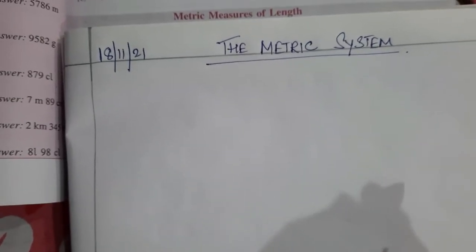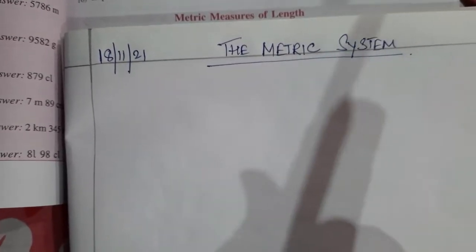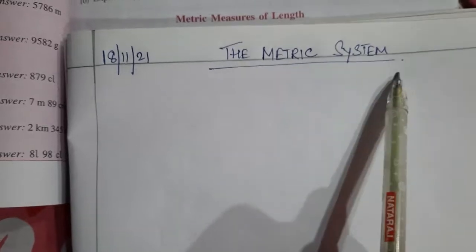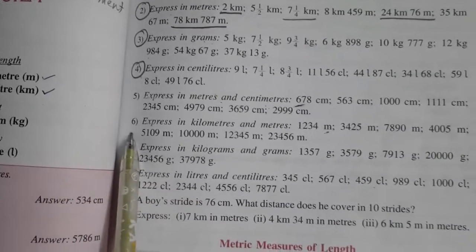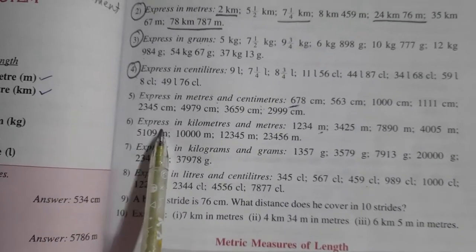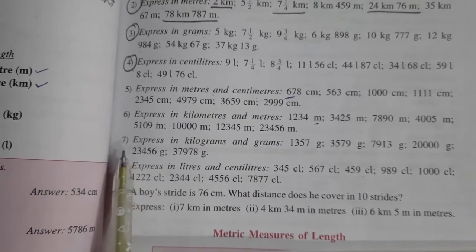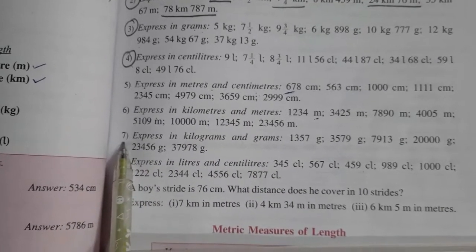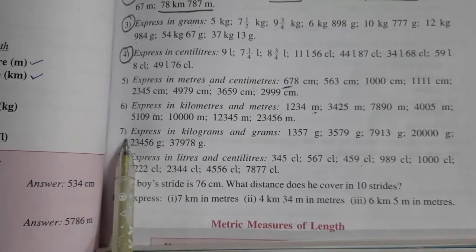So in our today's class, we are going to solve the rest of the sums which were left from the chapter, the metric system. We were doing the oral exercises, isn't it? And we have done till question number 6, express in kilometers and meters. In our today's class, we are going to start from question number 7. Let's read the question first.